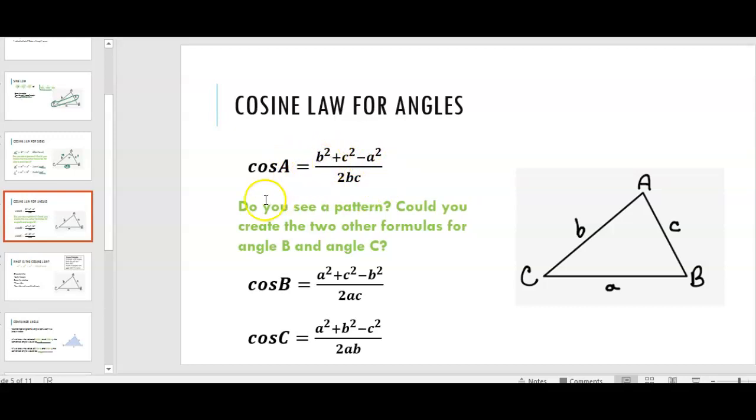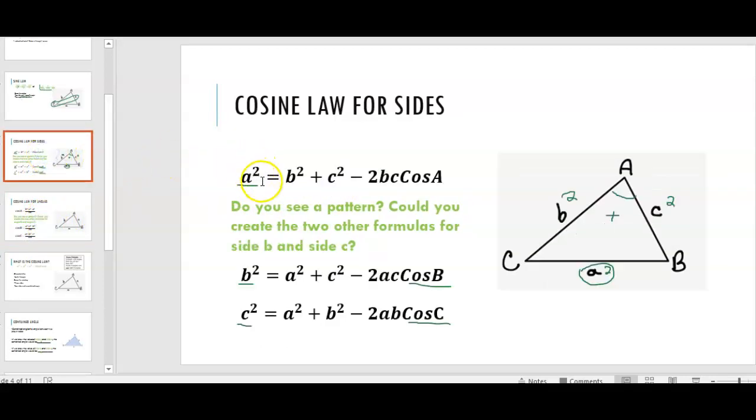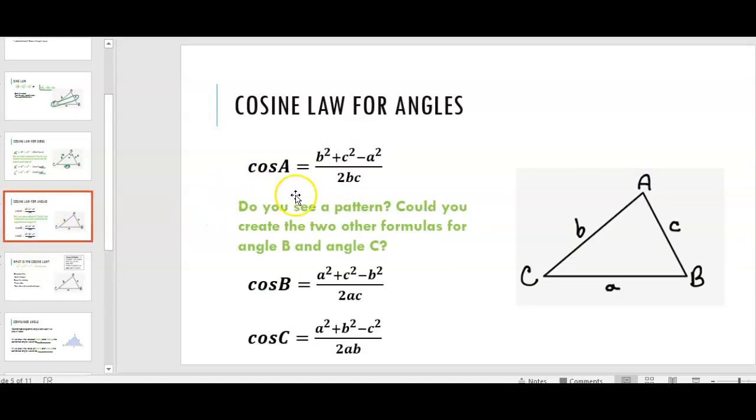for when we solve for angles. So if we isolate from the formula that we were first introduced for the sides, if we try to isolate the cosine of the angle, we're going to get the formula here. Cosine of angle A equals B squared plus C squared minus A squared over 2BC. Now let's see the pattern. It's exactly the same pattern that we talked about before, but here now we're talking about the angle.